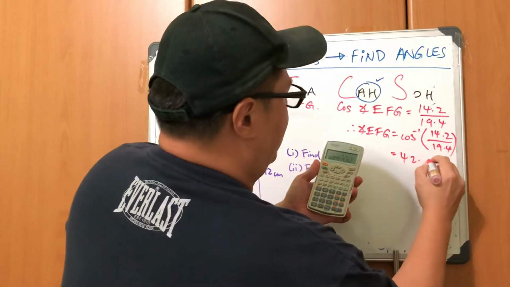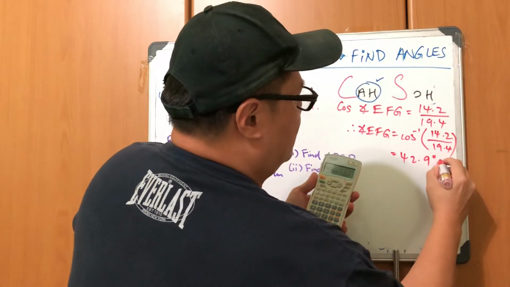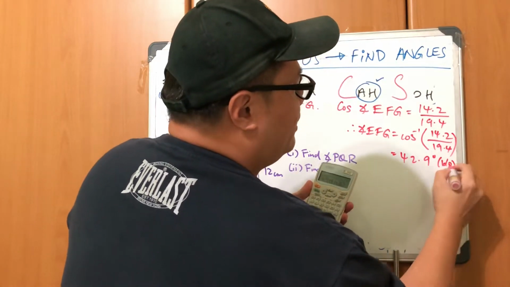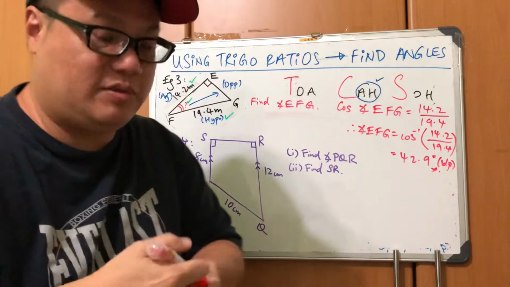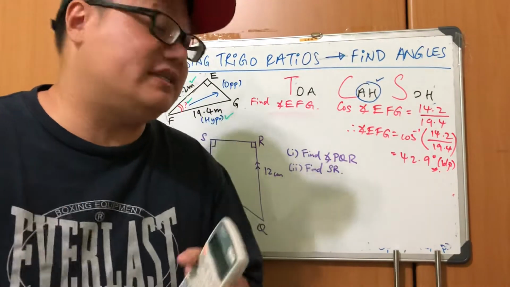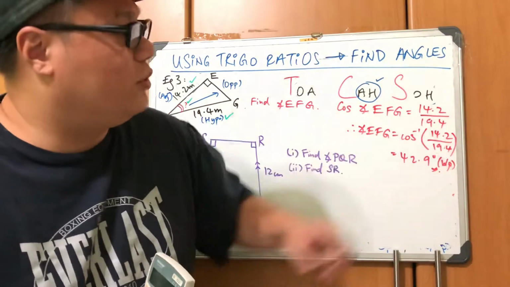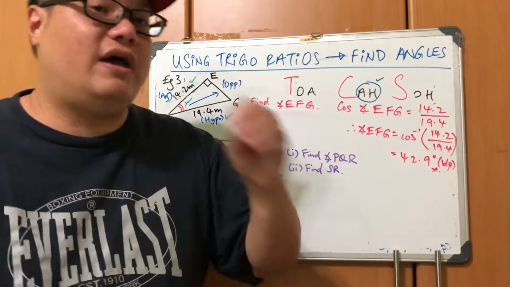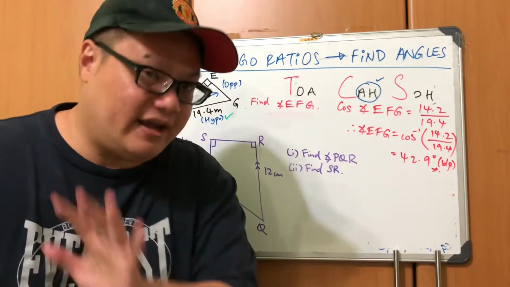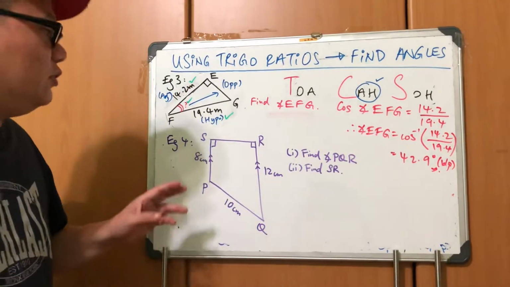I'll round this off to 42.9 degrees, 1 dp. Always remember, angle is 1 dp, length is 3SF. So over here, shift cosine of 14.2 over 19.4, whatever answer you have, round to 1 dp. Okay, I'll move on to example 4.